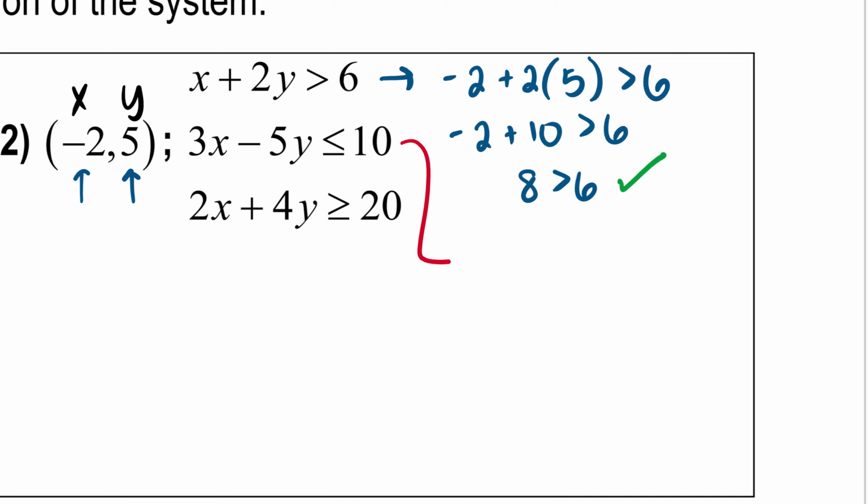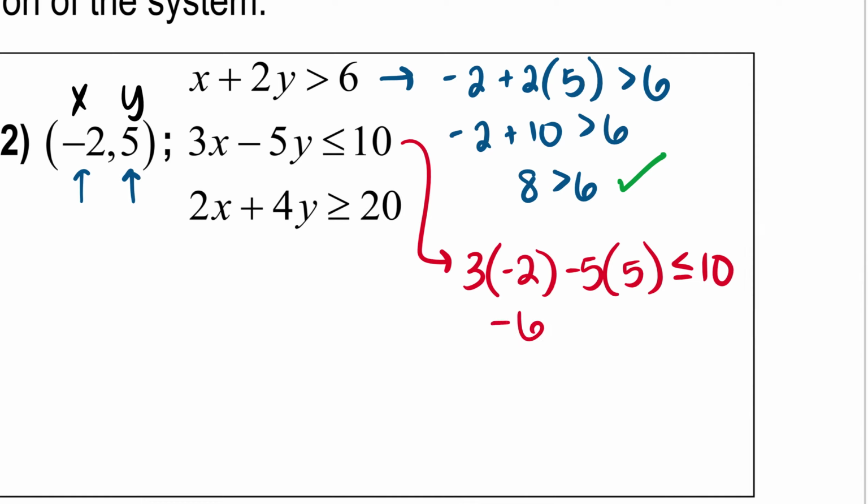Okay, let's do the second one. So I have 3 times x, which is negative 2, minus 5 times y, which is 5, is less than or equal to 10. Okay, so I have 3 times negative 2, negative 6. Negative 5 times 5 is negative 25. Less than or equal to 10. Well, that is certainly true, right?